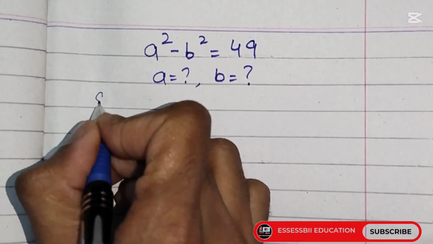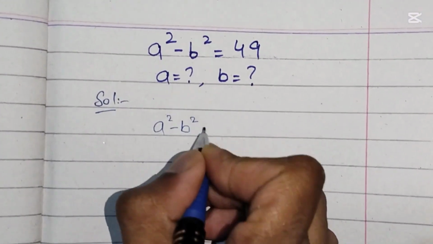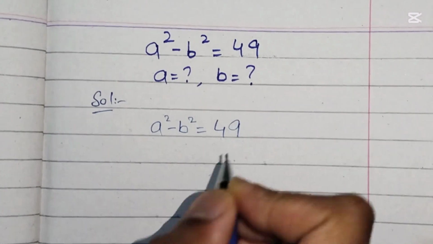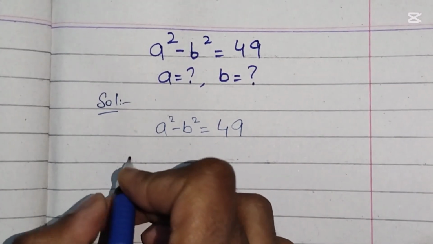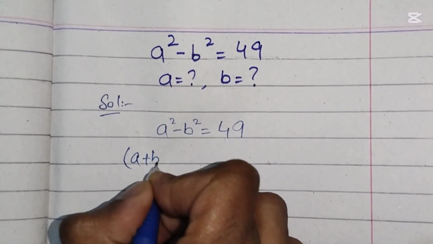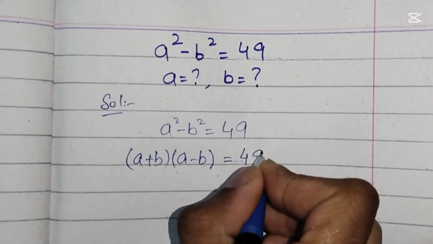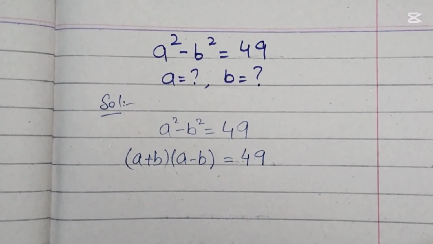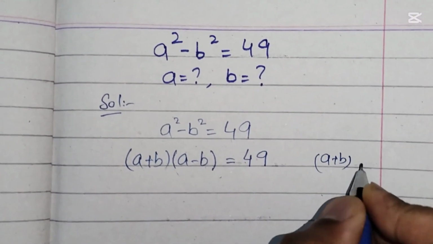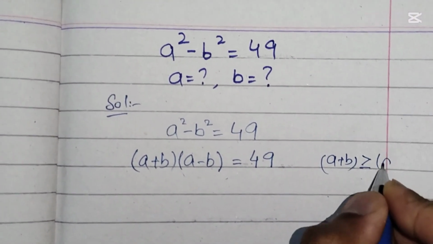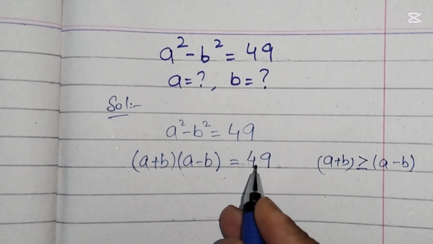We will start the solution of this question. a squared minus b squared equals 49. As we know, a squared minus b squared is the formula which equals (a plus b) times (a minus b), equals 49. Here we have to take a plus b greater than or equal to a minus b. To do so, we will factor this 49.